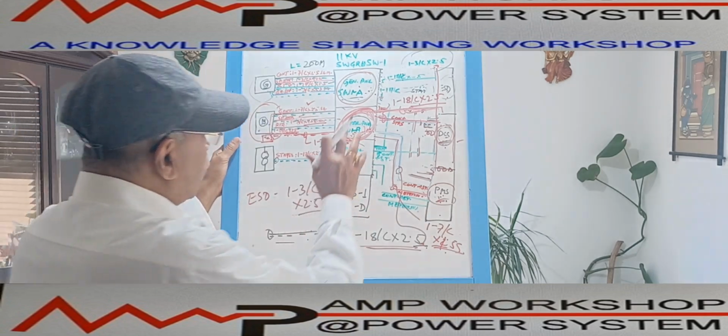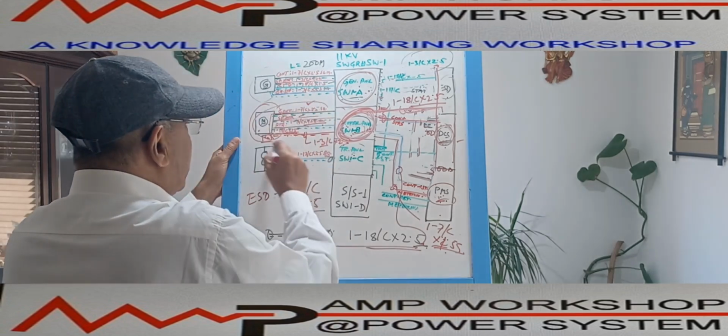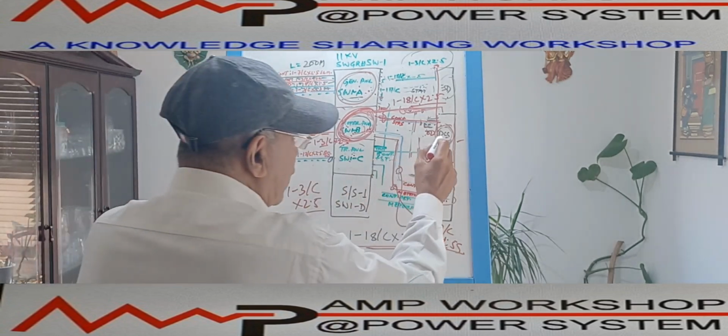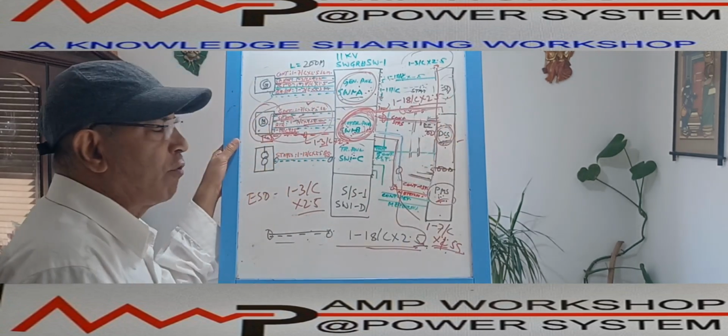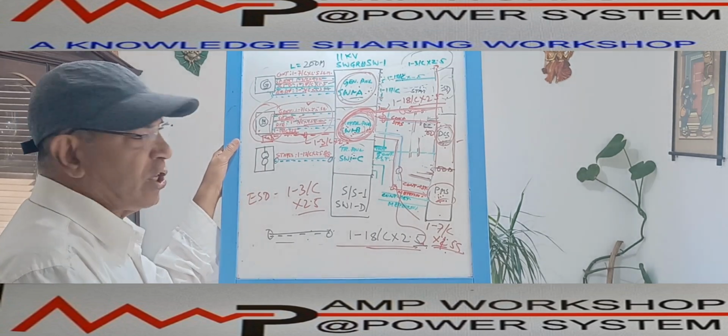So in the case of a motor feeder, generally there are 4 cables going to the skid, and here we have 1 cable for the DCS, 2 cables for the PMS, and 1 cable for the ESD. There are 4 cables we are laying. Now come to the transformer panel.